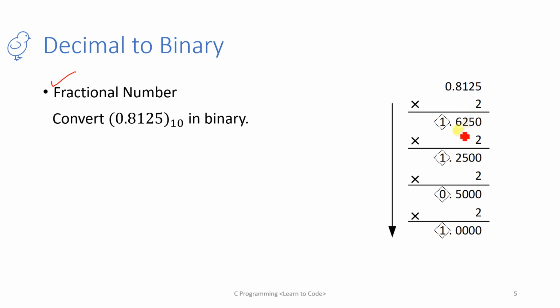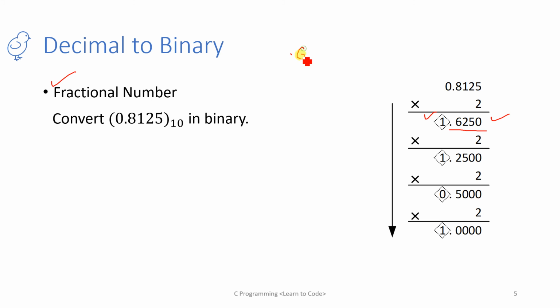So when you multiply 2, what you will get? You will get 1.6250. Okay, now mark the number which has just come up before the decimal point. So which number has come before the decimal point? 1 has come before the decimal point. Now in the next multiplication, you should not multiply 2 with this 1. You should multiply 2 with the number that is 0.6250.